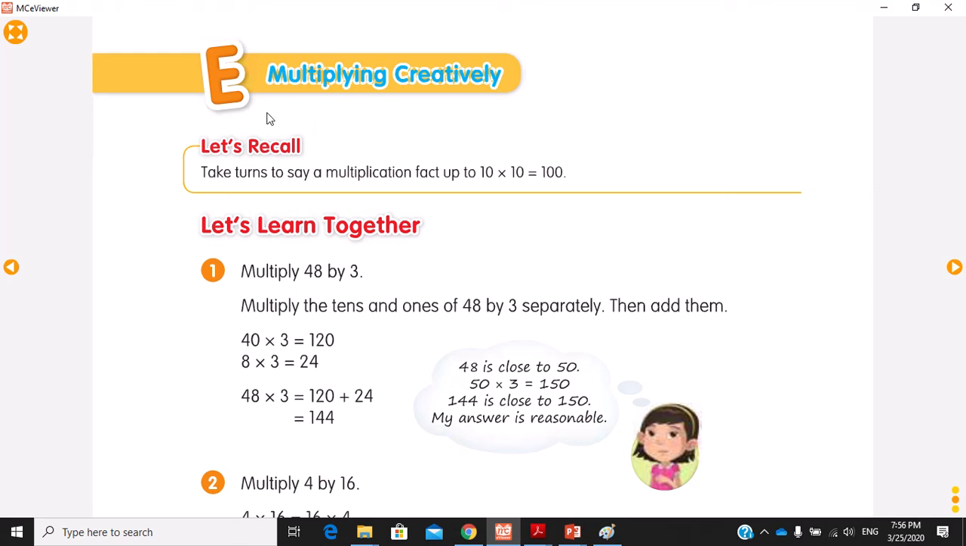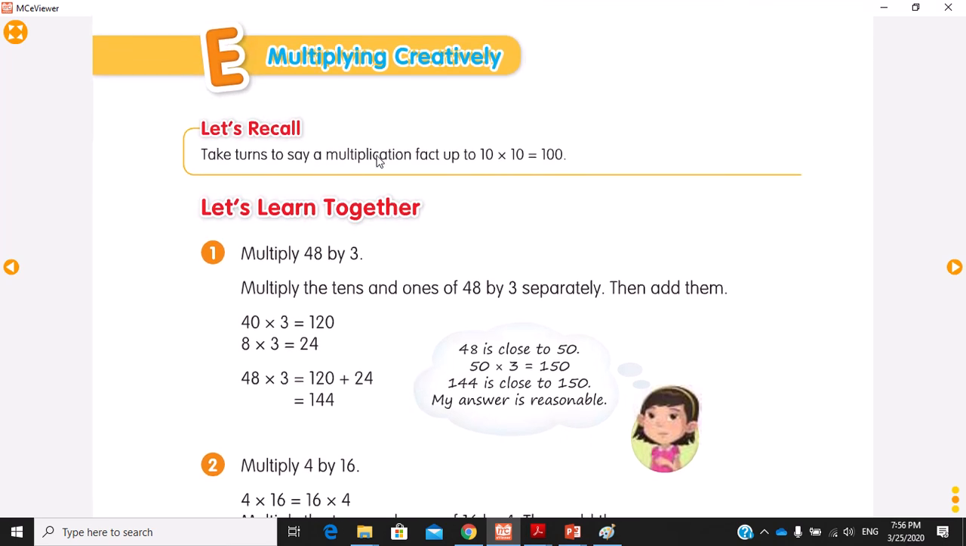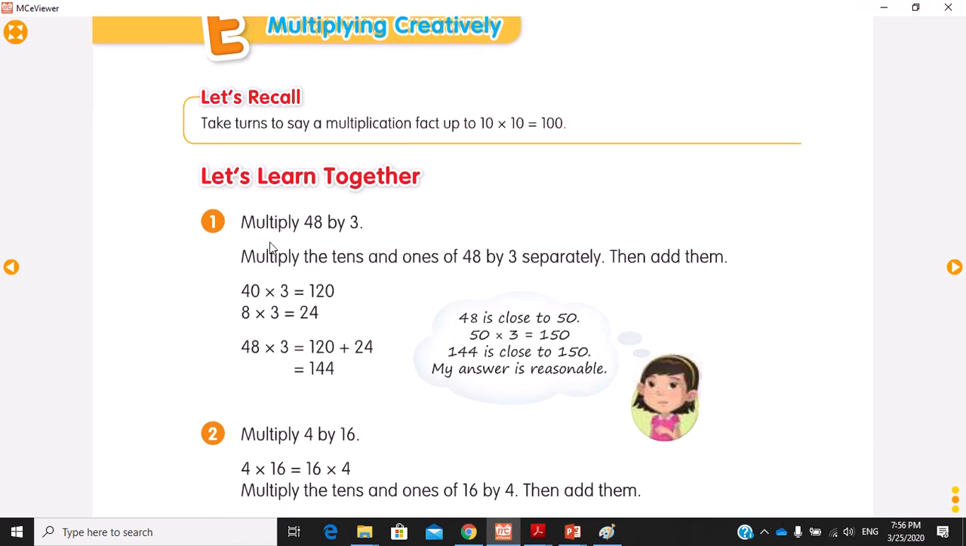So you might be asking, why are we doing multiplication again? But this is multiplying creatively. So we have different ways or different rules with multiplication, but they're quite similar to what we did recently. So let's look at the first example here. It says here, multiply 48 by 3.